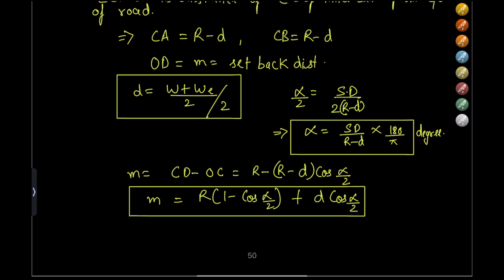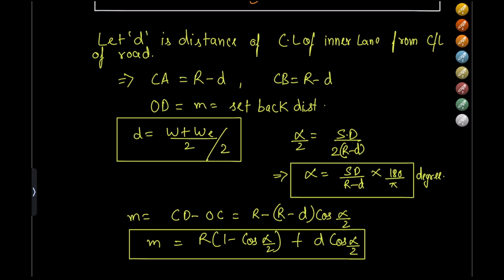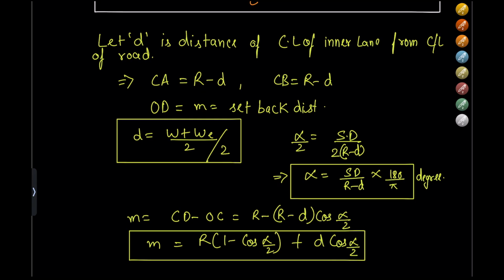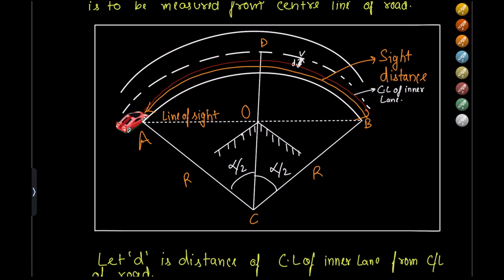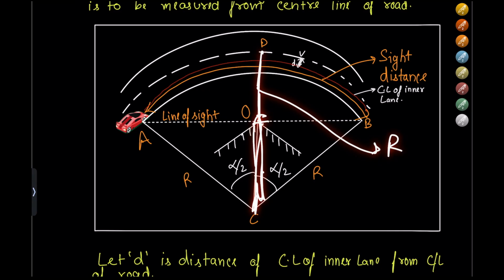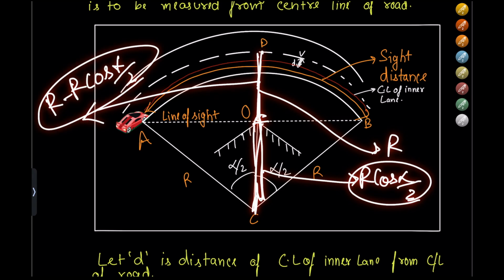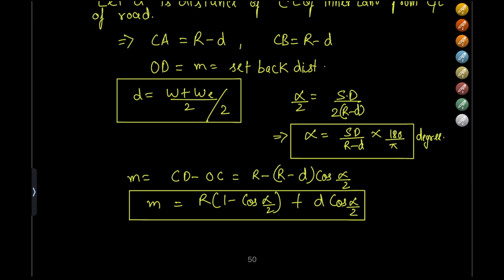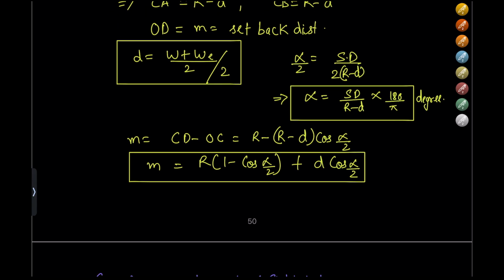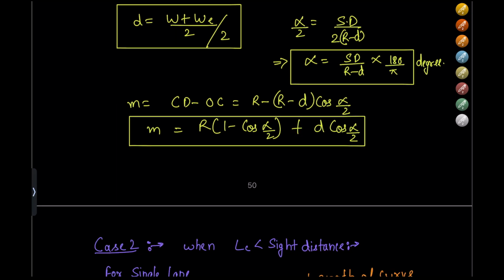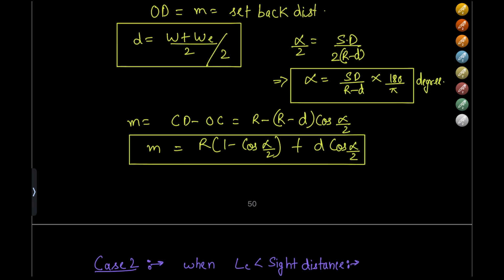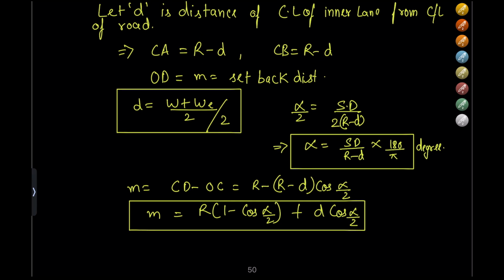Next, M is equal to CD minus OC. CD is equal to R, and OC is equal to R minus D cos alpha by 2, which is already calculated from this point. OD is equal to R minus R cos alpha by 2. So this total length is R, and this length is R cos alpha by 2. So OD is equal to R minus R cos alpha by 2. Next, M is equal to R multiplied by 1 minus cos alpha by 2, and in the summation we have D cos alpha by 2. This is the value of M that we have to calculate whenever we calculate the setback distance when the length of curve is greater than side distance.